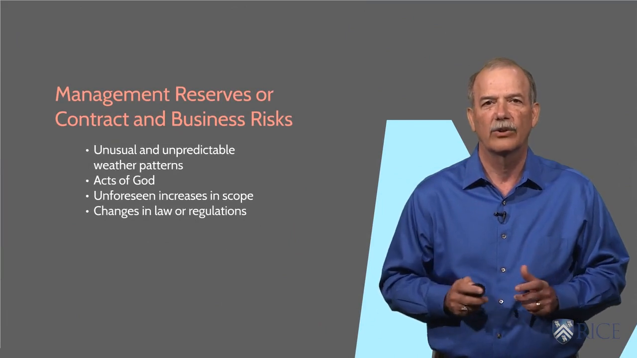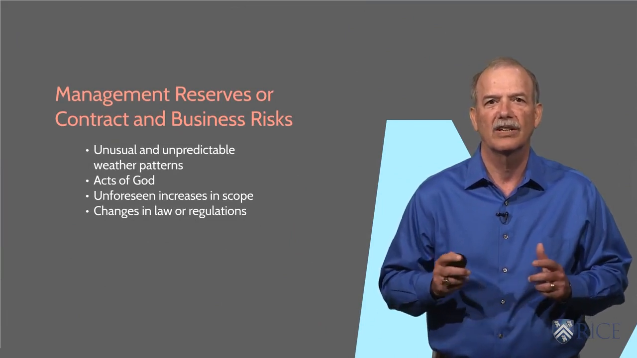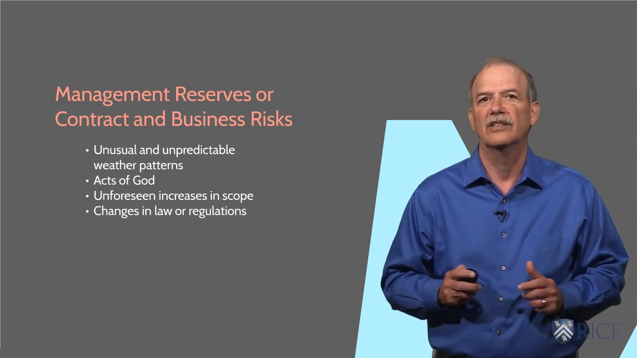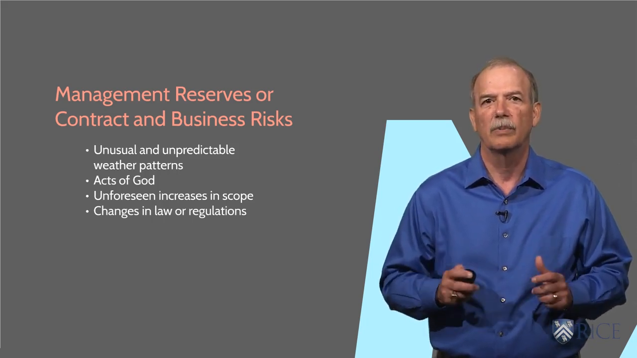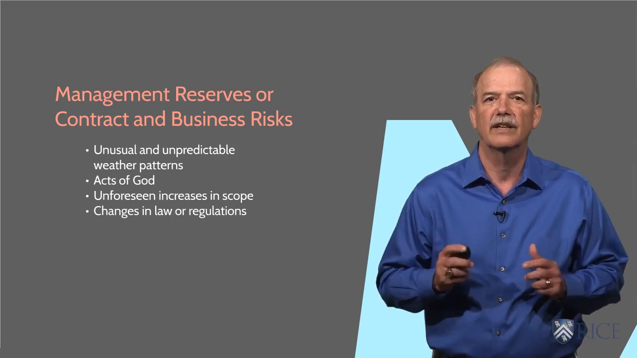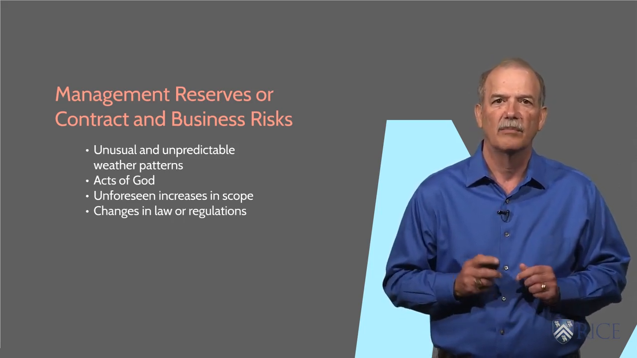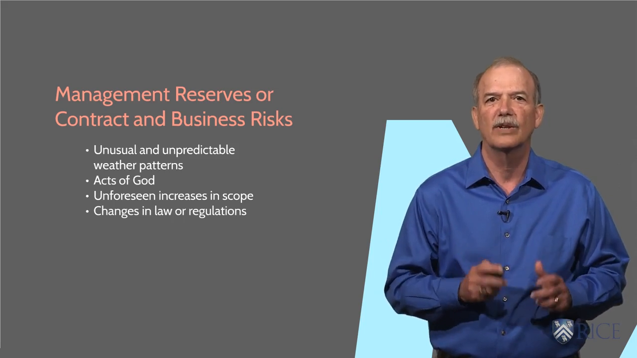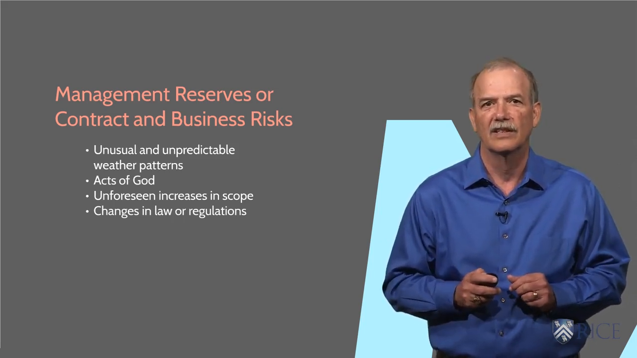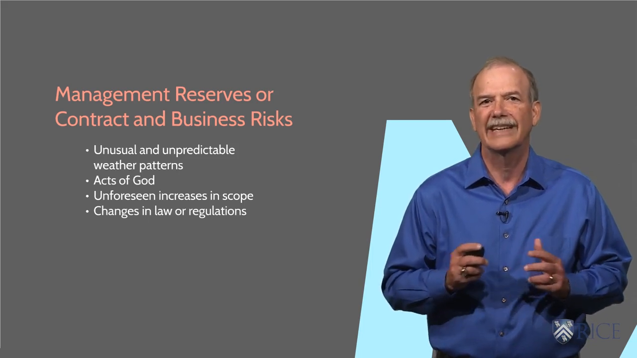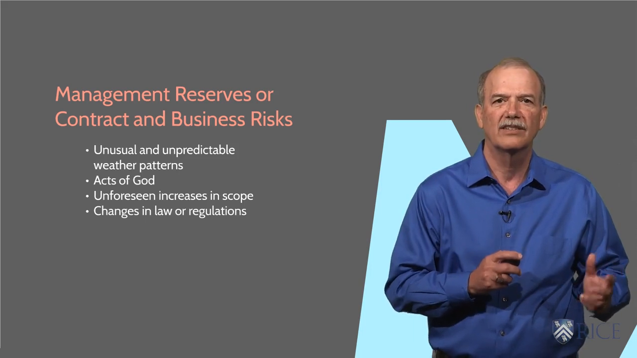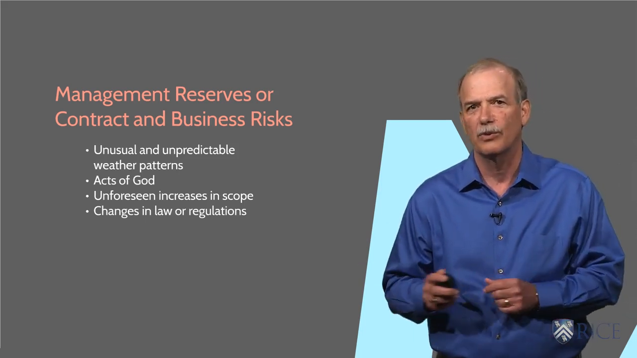The final category, management reserves or contract and business risks, account for unknown unknowns. These are typically low probability, high impact events that can significantly affect the project. Many times, management reserves also include an allowance for potential scope increases during the project. So this last category can, in essence, be split into two, one part for risk allowances and one part for scope increases.